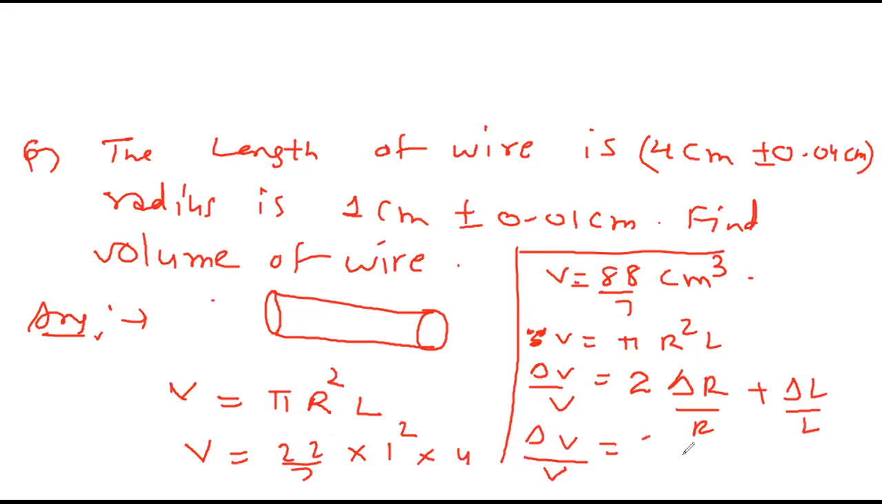2 into delta R is 0.01 upon 1. Delta L 0.04 upon 4. Copy till this. Just remember, constant don't write as delta pi upon pi. Or if it is some number 3, don't say delta 3 upon 3.